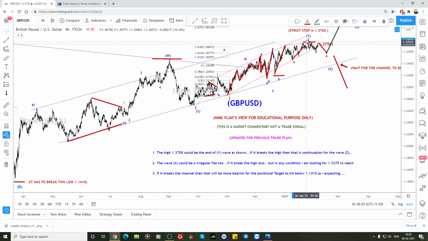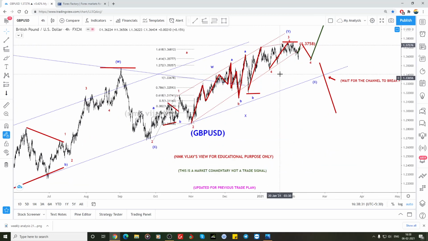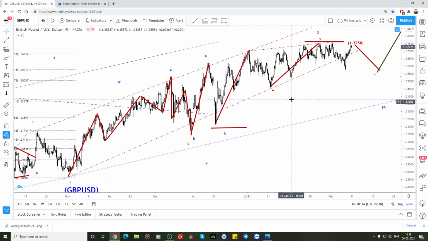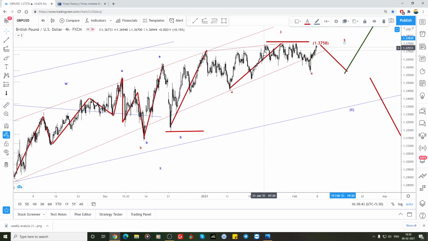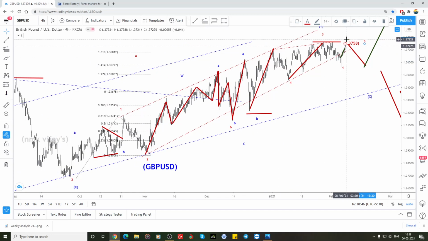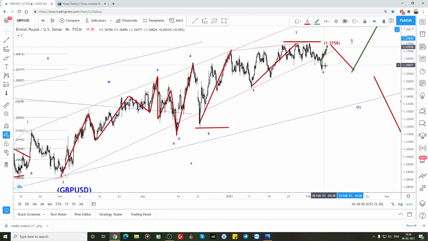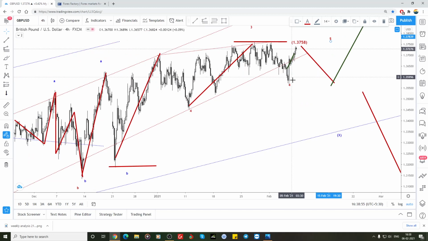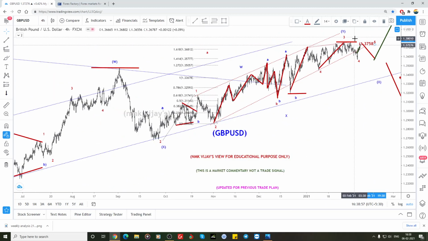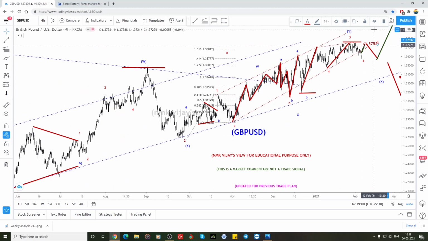So this is the end of the third. Maybe this is the end of the fourth also. I'm not saying no, it can be a triangle or it could be an irregular flat also. So this 5 is still there to the higher, to 1.3850. So if A, B, C is the fourth completed here, we are in the A after the B, so we need one more high possible for that 1.3850. So that is also possible, and it is not yet broken.